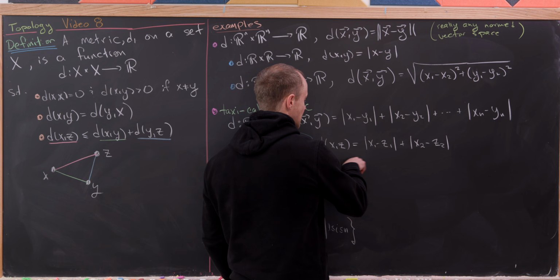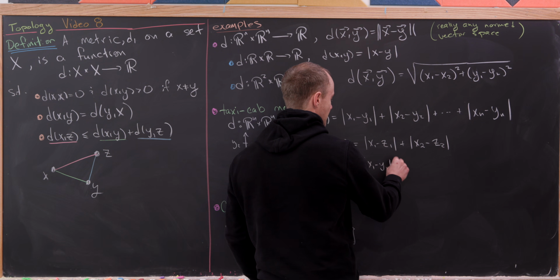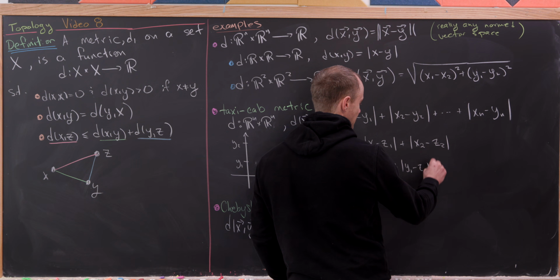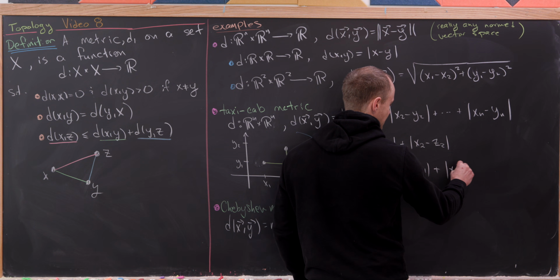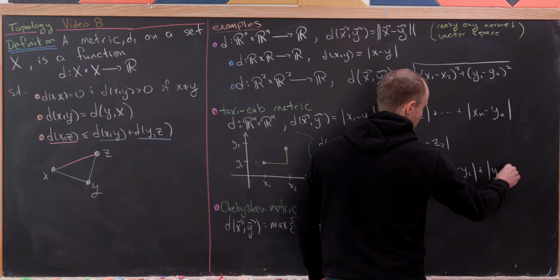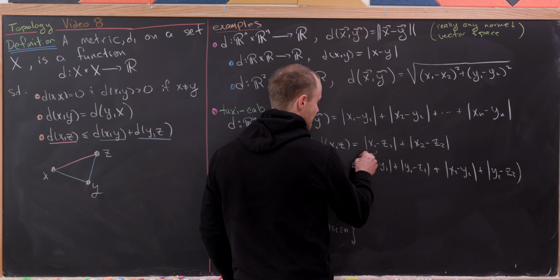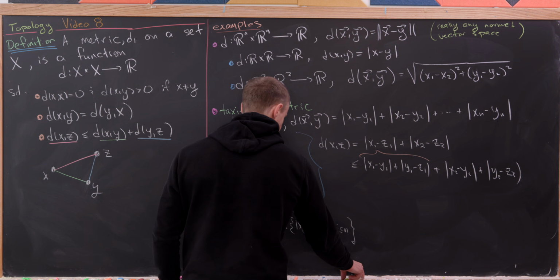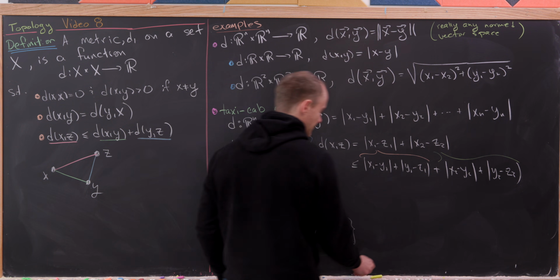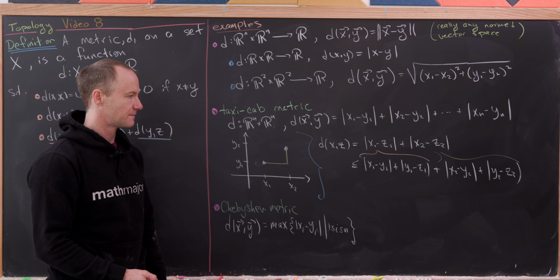So this is going to be less than or equal to the absolute value of x1 minus y1 plus the absolute value of y1 minus z1, and then plus the absolute value of x2 minus y2, and then plus the absolute value of y2 minus z2. Just to be clear, this is spreading out into these two terms by the triangle inequality on the absolute value function, and then the second term is spreading out into the third and the fourth terms.